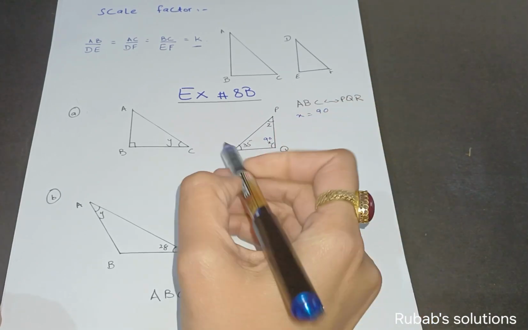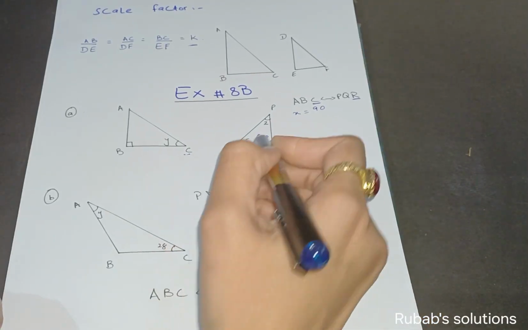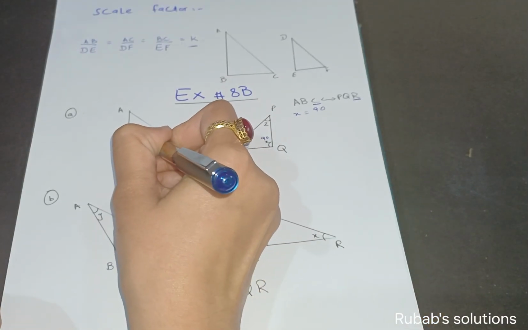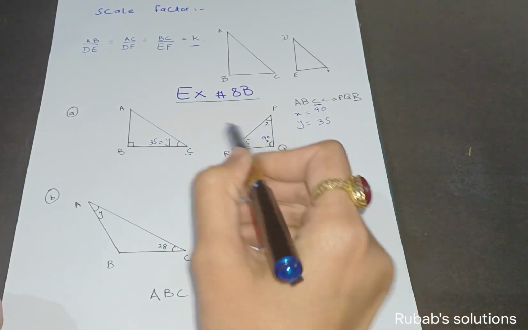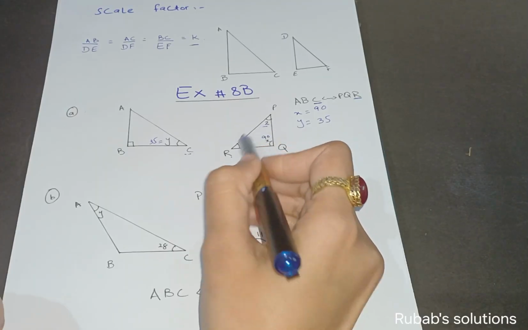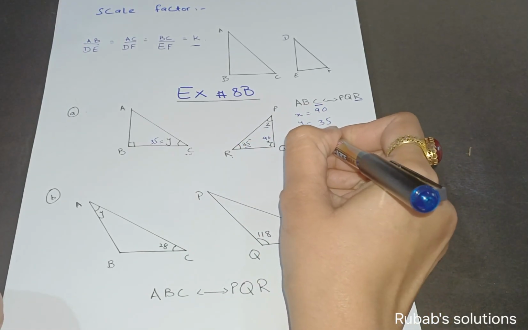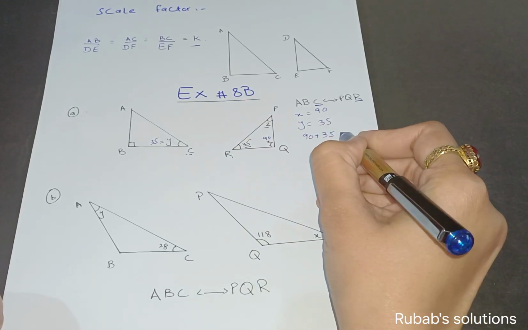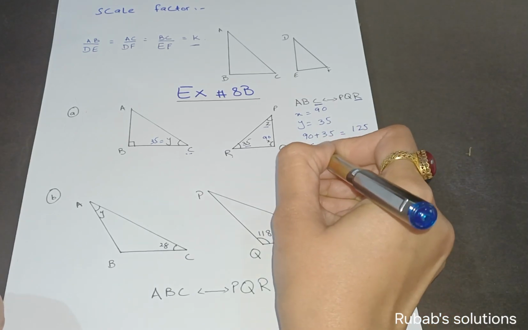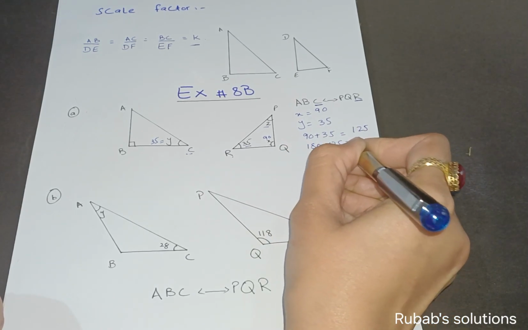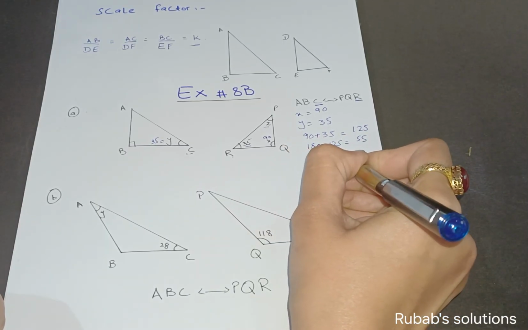Got it? Okay. At position C, over here it is R. C and R. If this is 35, then this is also 35. Y is equal to 35. Got it? And next I have to find Z. According to the triangle rules, from this triangle, 90 plus 35 is equal to 125, and 180 minus 125, the answer is 55. So Z is equal to 55.